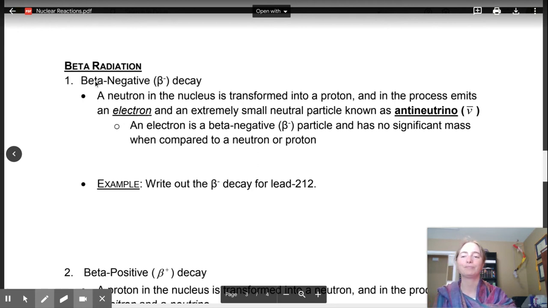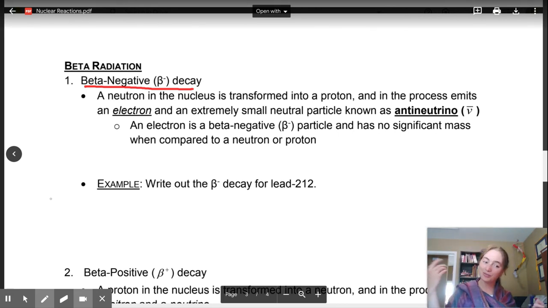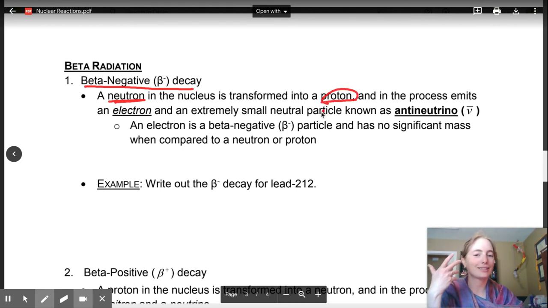Okay, so ladies and gentlemen, beta radiation. This is where we're going to have some new subatomic particles to talk about. In beta radiation, a neutron is going to transform itself into a proton. While this happens, it's going to emit an electron and a diminutive, teeny tiny particle called an antineutrino. This is where the conservation of charge comes in.